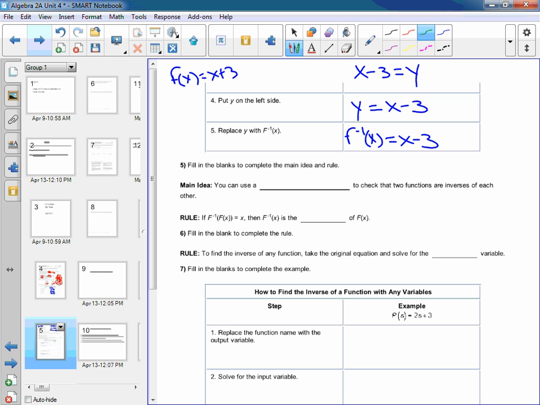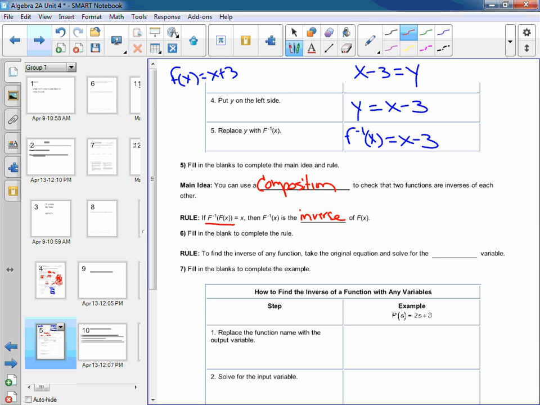How can we check that? Now, this is kind of a key thing that comes up that you need to know here. We learned this in the last chapter, composition. We can compose the functions to check that they're inverses of each other. Now, I know, again, this looks really strange. It looks like a foreign language here. If f inverse of f of x equals x, then f inverse is the inverse of f of x. So what does that mean?